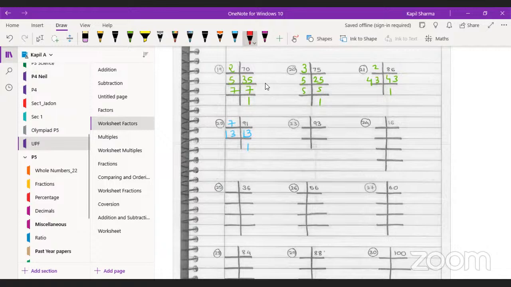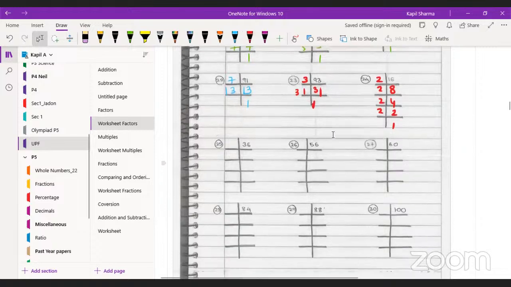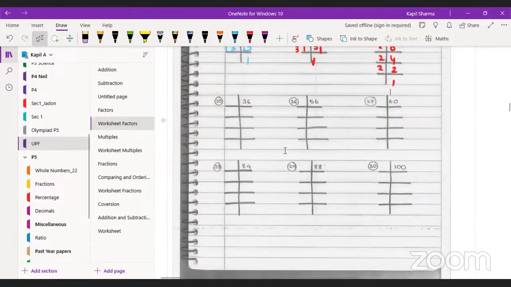Yes, come on. Yes. 3. And then 31, right? 31 is a prime number. Okay, next 16. This is easy. Okay, 2 to the power 4. Okay, next.